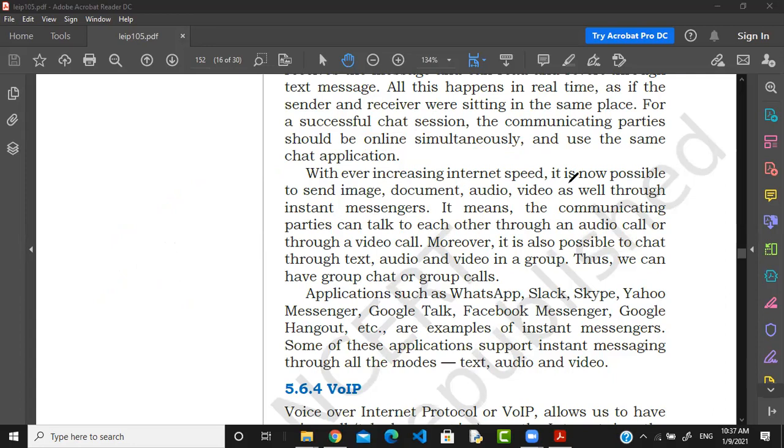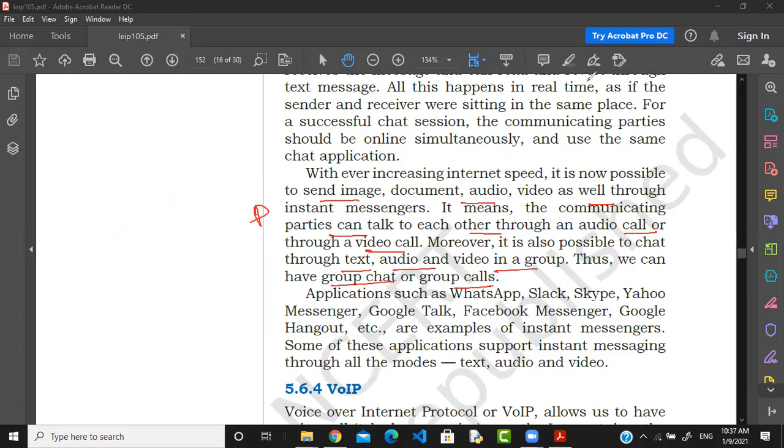With ever increasing internet speed, it is now possible to send emails, documents, audio, all through the instant messenger. It means communicating parties can talk to each other through an audio call also, through a video call also. You can see that now we are able to make an audio call and a video call also. So it is possible to chat through text, audio, and video in a group. Thus we can have group chat and group calls. This is called group chat and group calls.